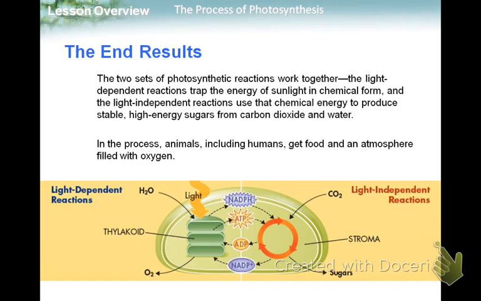So we have these 2 sets of reactions that are working together. The light-dependent reactions trap the energy of sunlight and produce usable energy for the chloroplast. The light-independent reactions use that energy to produce glucose. In the process, animals, including us, get food and an atmosphere filled with oxygen.